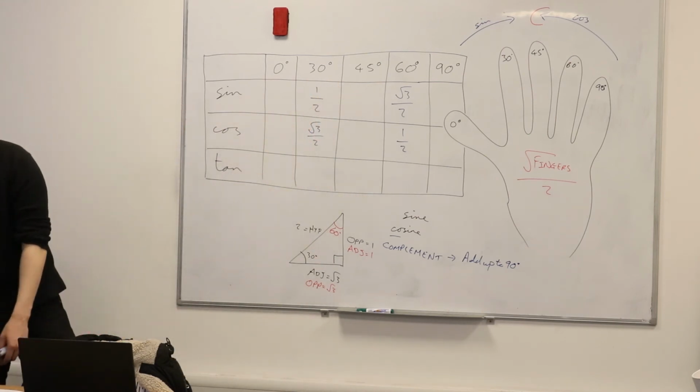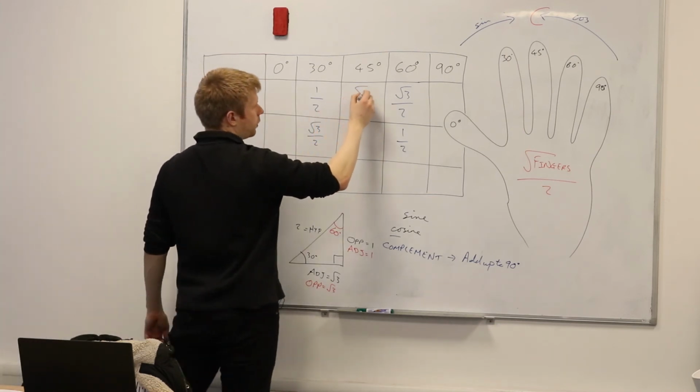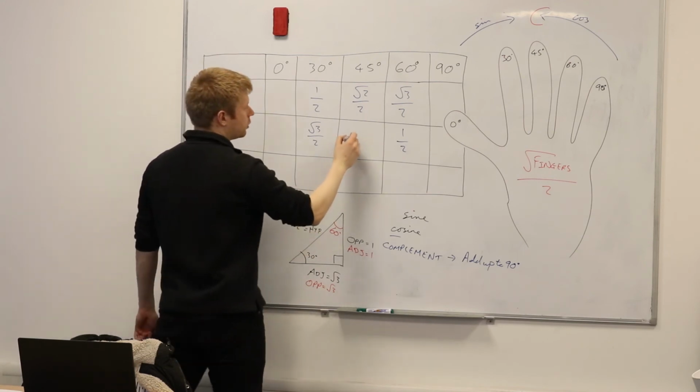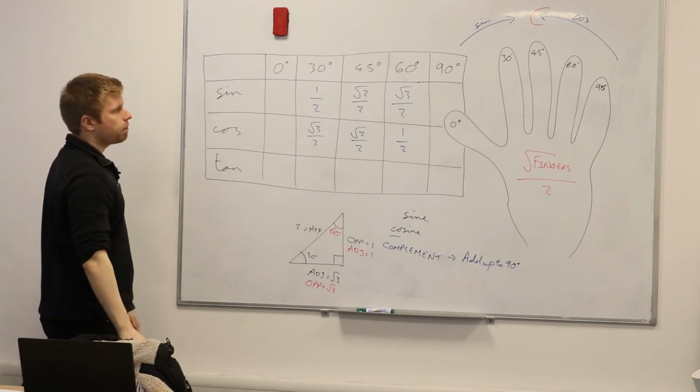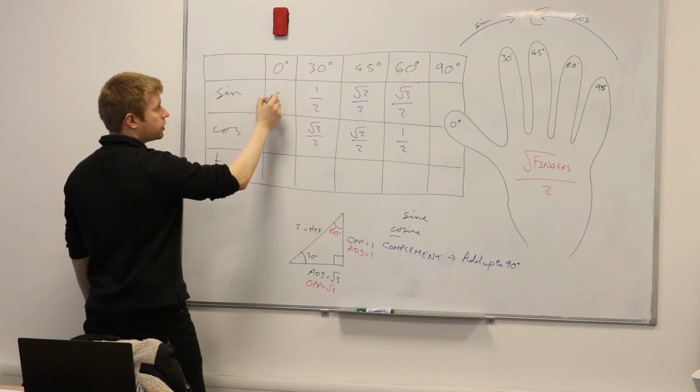What would the sine of 45 be? Square root of 2 over 2. What would the cos of 45 be? Square root of 2 over 2. Okay. What would the sine of 0 be? 1. That would just be 1. It would just be 0.